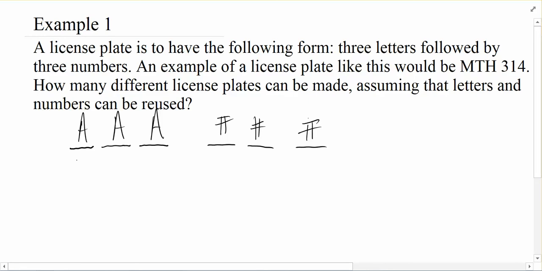So for the very first one, there are 26 options for a letter. And then if we move on to the second one, there's still 26 options. Now, if we weren't allowing repeats, this number would be 25. Now, again, the third one, since we are allowing repeats, is going to stay 26. And then again, if we were not allowing repeats, we'd be down to 24 options at that point because we've already accounted for 2 letters.